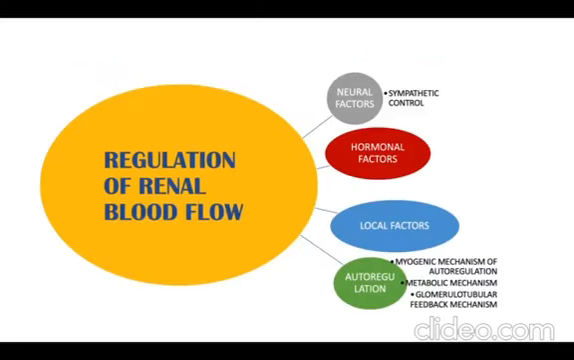Okay, so we reach the last subchapter, regulation of renal blood flow. There are a few ways to regulate renal blood flow, which are neurofactors, hormonal factors, local factors, and autoregulation.